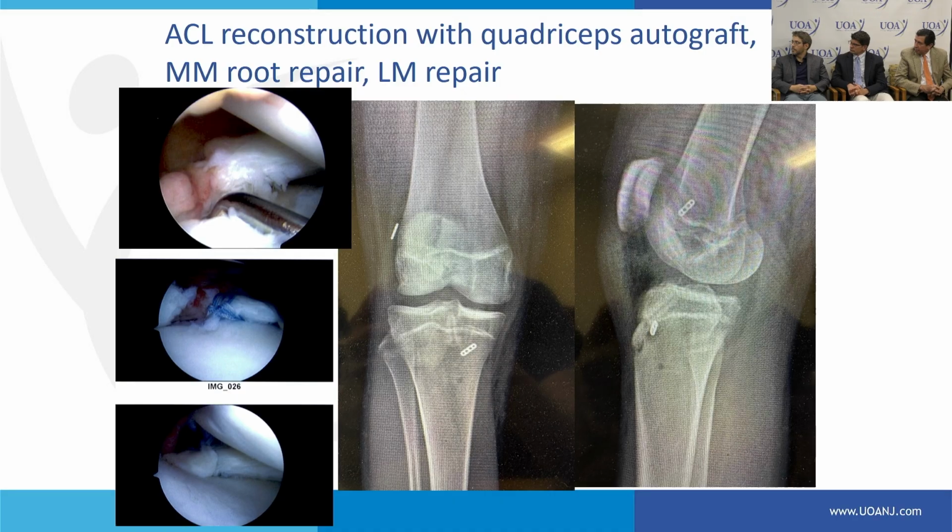But I think this was a good indication for a quadriceps autograft, and it fixes the meniscus. He also had a small lateral meniscus tear at the same time. So again, there are multiple ways to approach this, but this is that patient and surgeon discussion in the office, talking about what are the different things in your toolbox and how do you address these and how do you approach this kind of an injury.